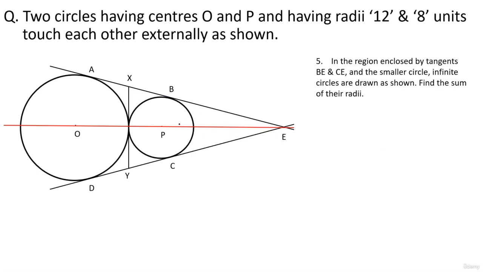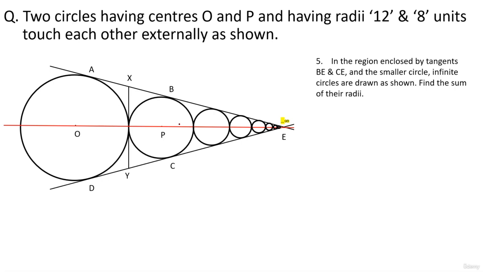Okay, in the region enclosed by tangents BE and CE and the smaller circle, infinite circles are drawn as shown. So they'll be drawing infinite circles like this. Find the sum of all their radii. I wanted to again pause the video and try it out, and we'll discuss.